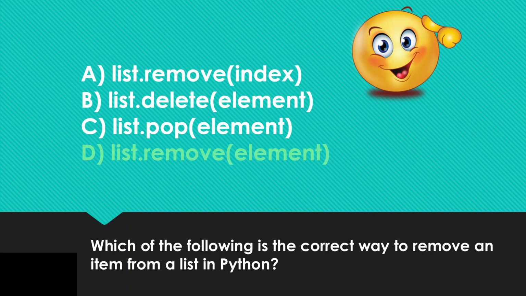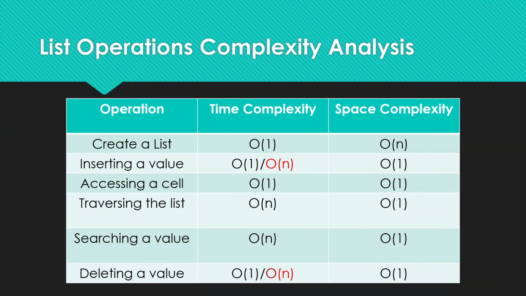Okay, so that particular function is used to remove an element from a list. So you pass it the element and not the index. So that was the trick there. Okay. List operations, the runtime complexities are very similar to arrays, by the way.